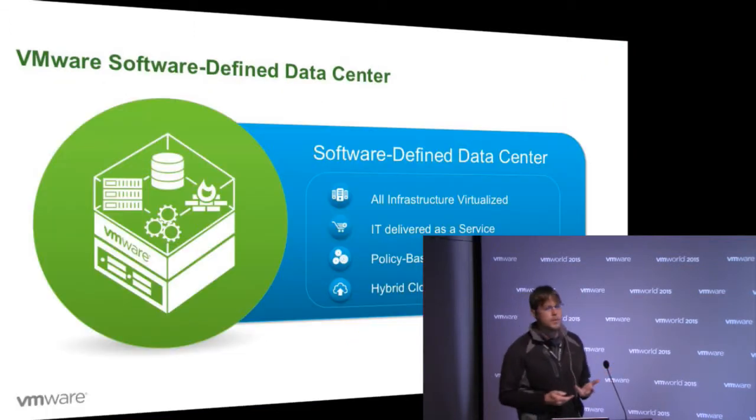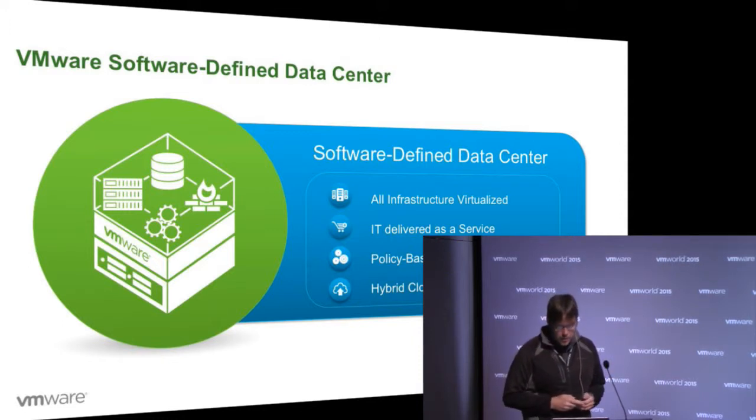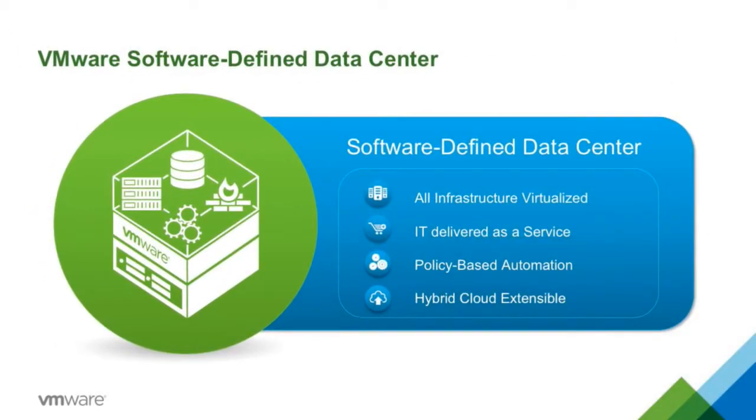So first off, what's the software-defined data center? The software-defined data center is where we take all infrastructure and virtualize it, put it into software, and deliver that to IT from IT as a service. And we add policy-based automation. So this is not just compute. This is actually where we virtualize compute, storage, networking, and then provide an automation layer on top of that through a cloud management platform as well as operations management. And then there's the hybrid cloud extensibility, where you can take your on-premises data center and extend that to the hybrid cloud, the public cloud, and create that hybridity.